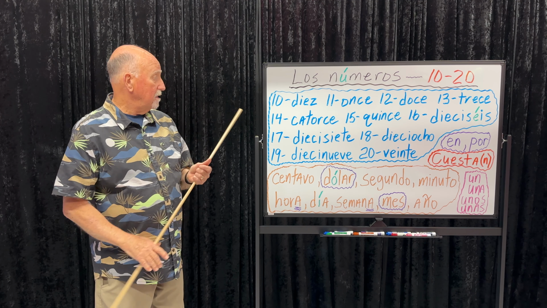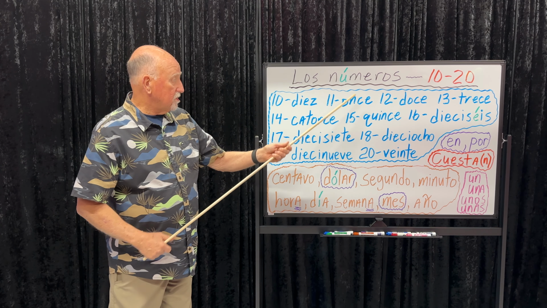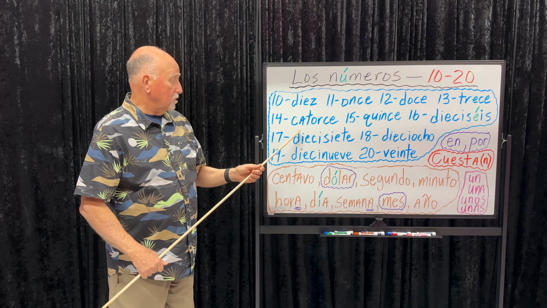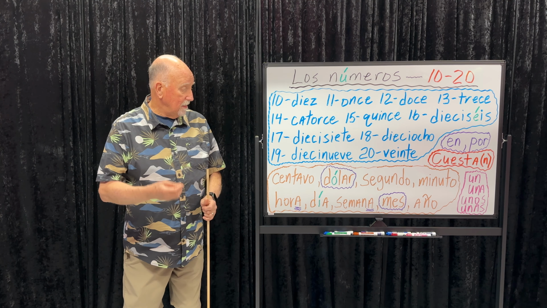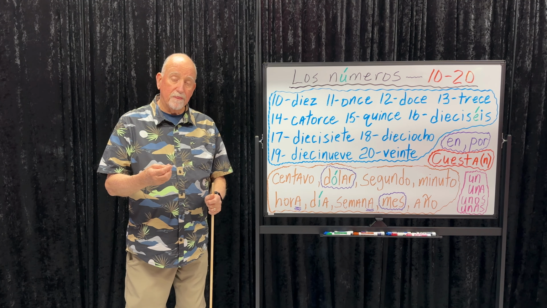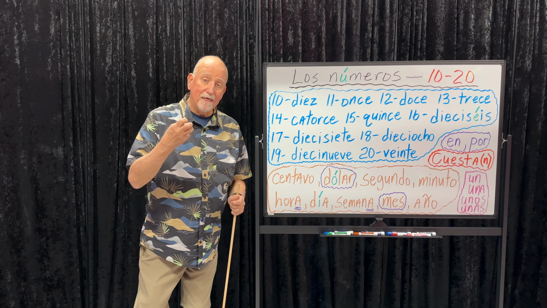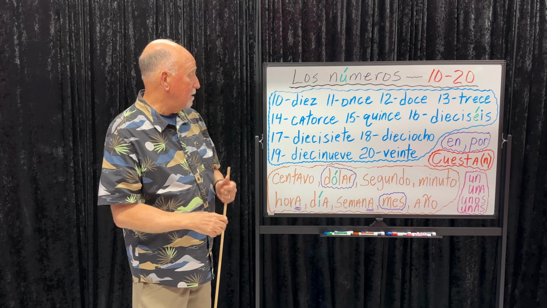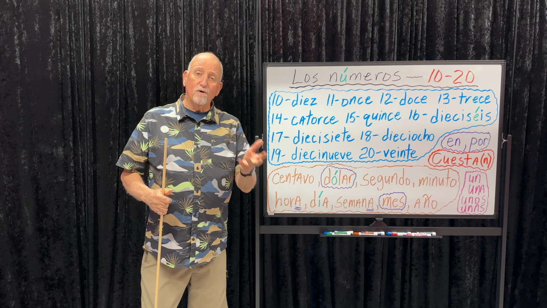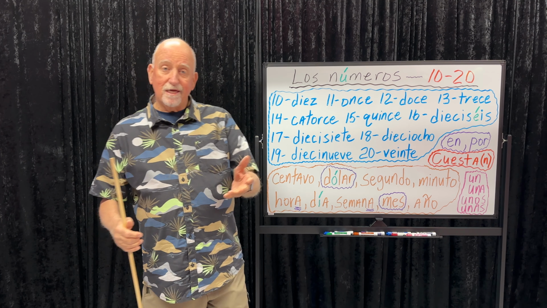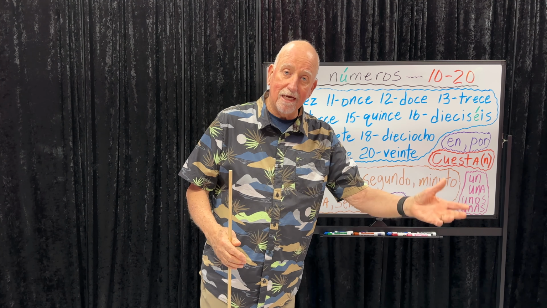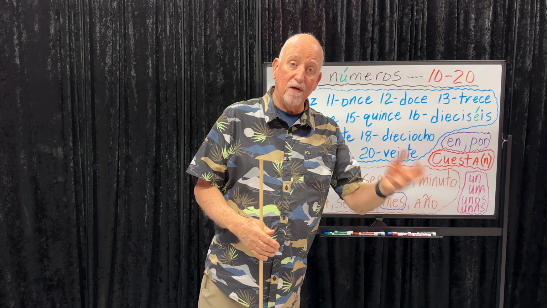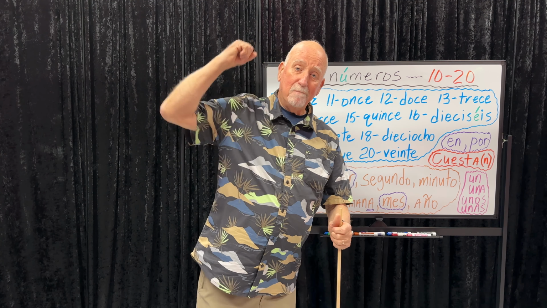It's a short lesson. 10, 11, 12, 13, 14, 15, 16, 17, 18, 19, 20. Pronounce it very well. Get into it. Be powerful when you pronounce. 10, 11, 12, 13, 14, 15, 16, 17, 18, 19, 20.